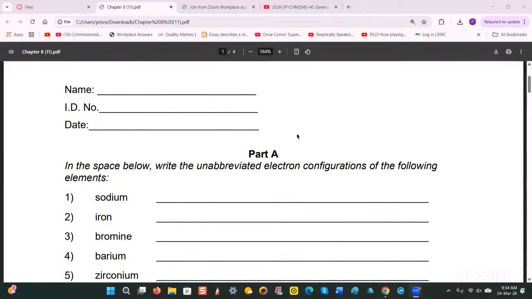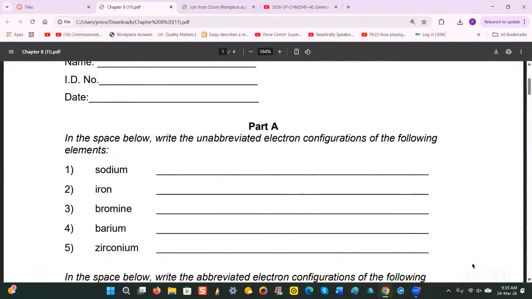So, the first question or questions in part A deals with electron configurations. And basically, when we're talking about electron configuration of an atom, we're talking about how the electrons are distributed among the orbitals. And in the video lectures, I went over certain definitions, and one of them is the orbitals. And the orbitals are basically regions of space in an atom where a particular electron is most likely to be found.